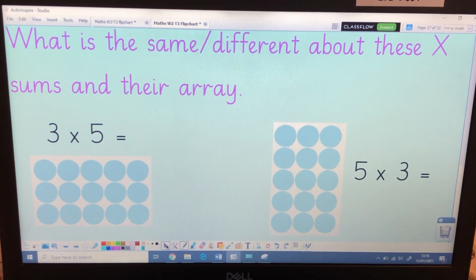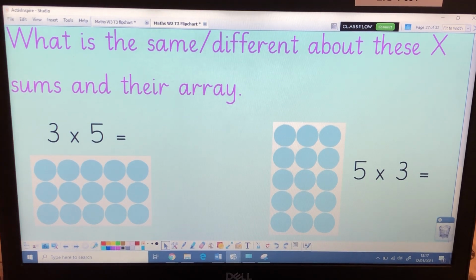Okay, here's another question for you. What is the same and what is different about these multiplication sums and their array? Now, we've just solved the answer to this one, but what's different about the arrays? You can pause the video there, have a little discussion with your adult, write your answer down, and I'm going to go through it now.